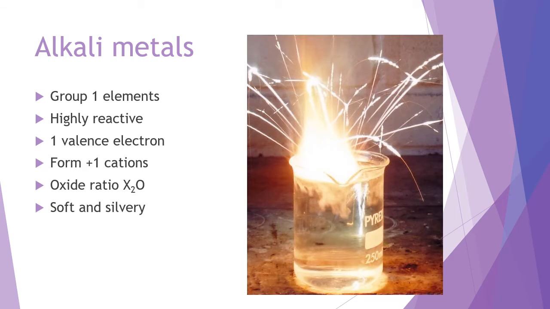All of this is because alkali metals have one valence electron. Valence electrons are the electrons that are on the outside of an electron configuration. Because of this, they often form +1 cations. Alkali metals like to kick off that one single valence electron in order to go down to a more stable core.